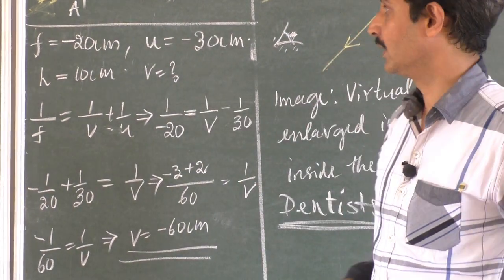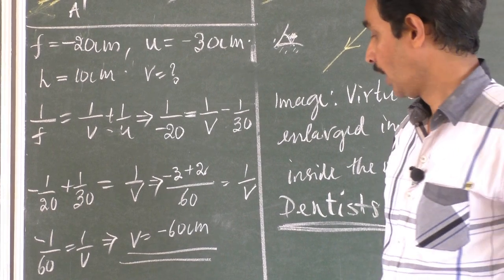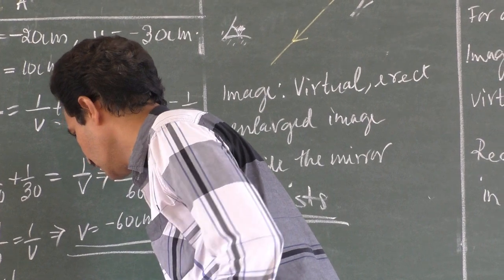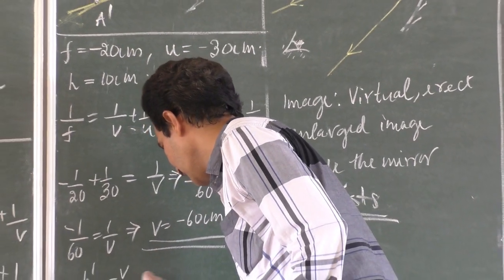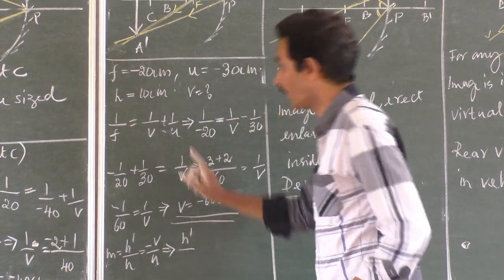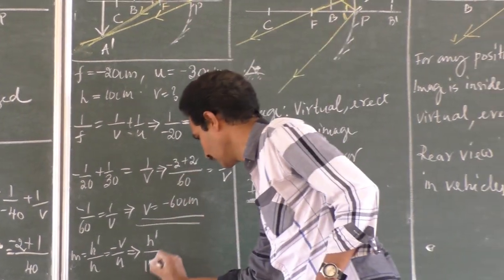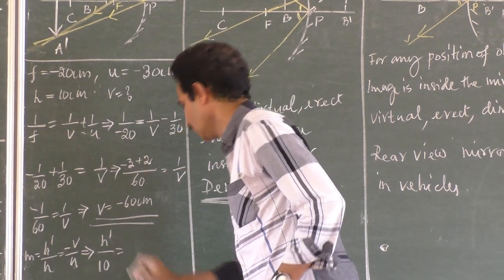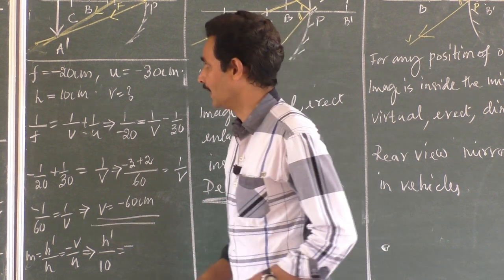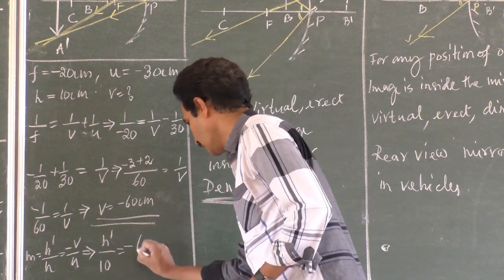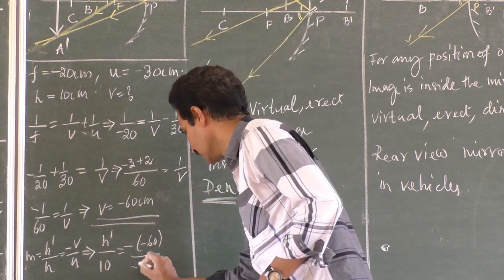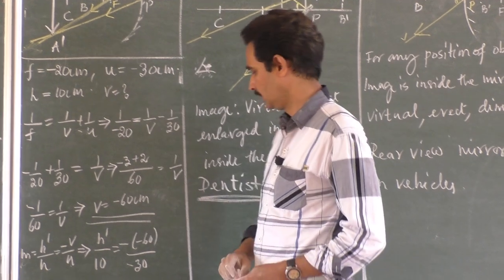And how much magnified is it? Anything beyond C should be magnified. How much magnified is it? M is equal to h dash by h is equal to minus V by U. So that implies h dash, we don't know, h, the object height above the principal axis, 10 centimeters, is equal to minus, formula minus, image distance, that is also minus, minus 60 by U. U is also minus, minus 30. In between F and C, this one.